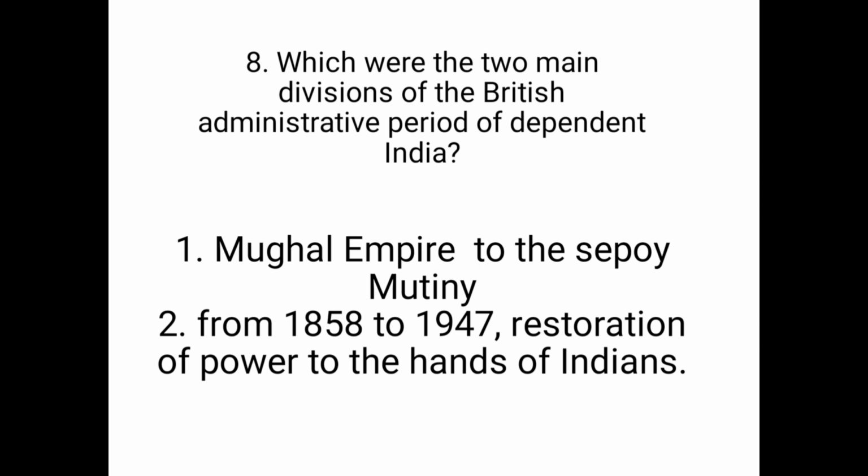Which were the two main divisions of the British administrative period of dependent India? The first was from the Mughal Empire to the Sepoy Mutiny, and the second from 1858 to 1947, the restoration of power to the hands of Indians.